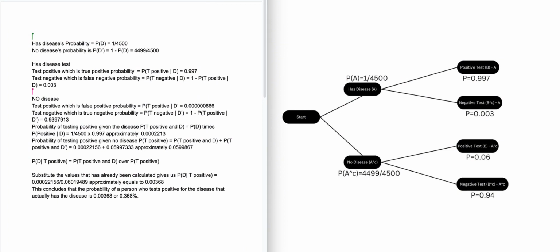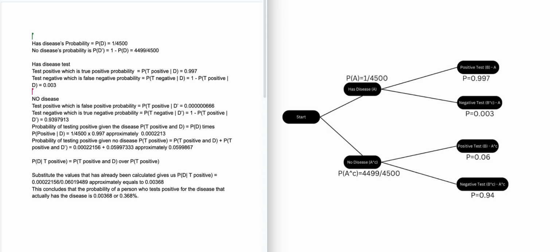So, we are given the scenario. We are solving a probability problem to determine how likely it is that someone who tests positive for a new disease actually has it. We are given that the disease is very rare, affecting only 1 out of 4,500 people. The test is 99.7% accurate at detecting the disease, but it has a 6% false positive rate. A false positive means the test says someone has the disease when they don't. So we want to figure out, if someone tests positive, what is the probability that they actually have the disease?